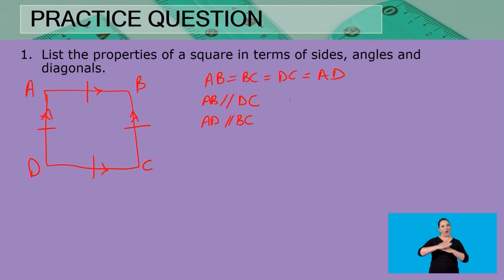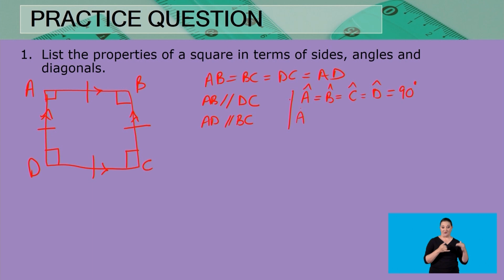What about the angles? Now, when it comes to a square, we know that the angles are equal to 90 degrees. So all of the angles are 90 degrees, and when we add those angles up, they are going to give us 360 degrees. So angle A is equal to angle B, that is equal to angle C, and that is equal to angle D.